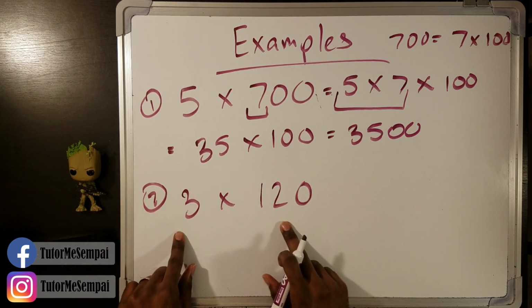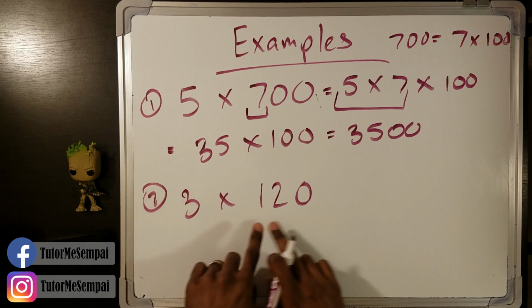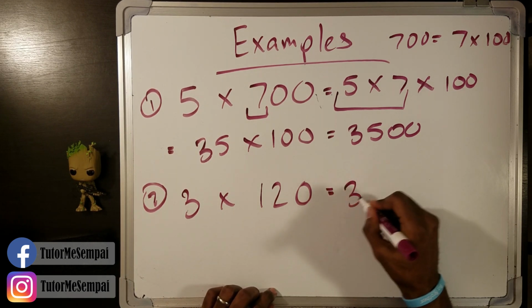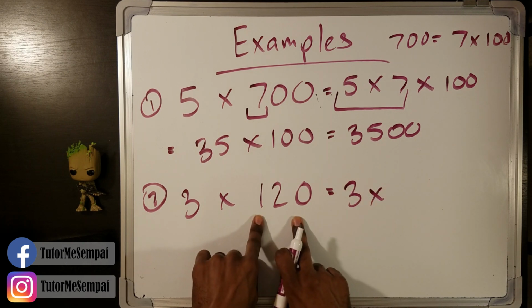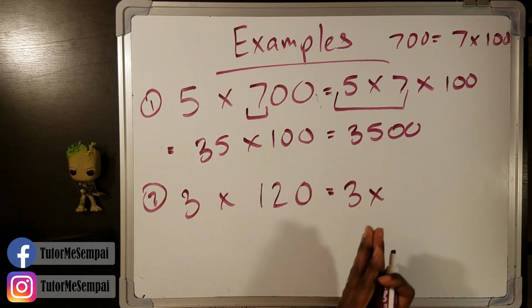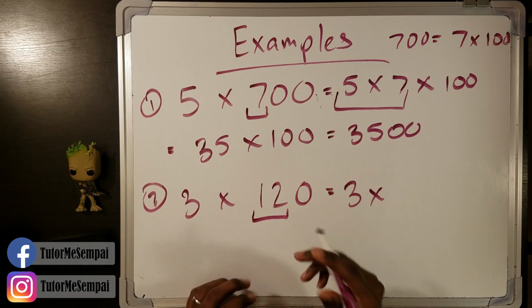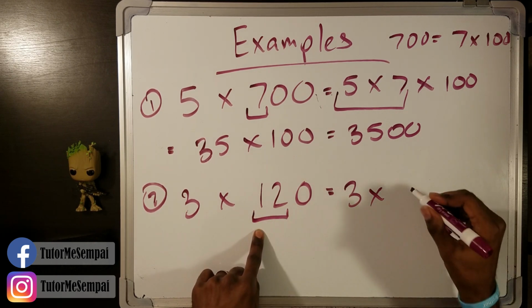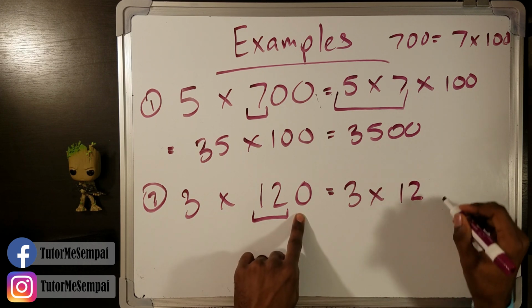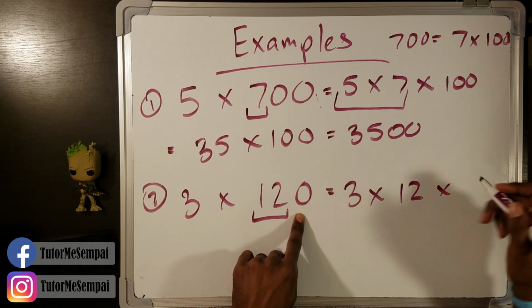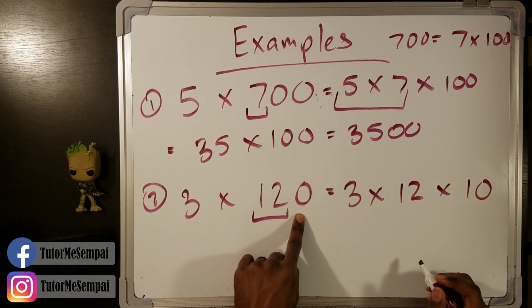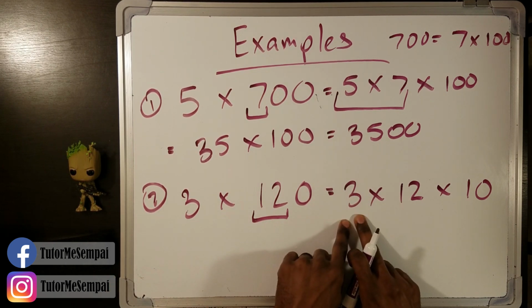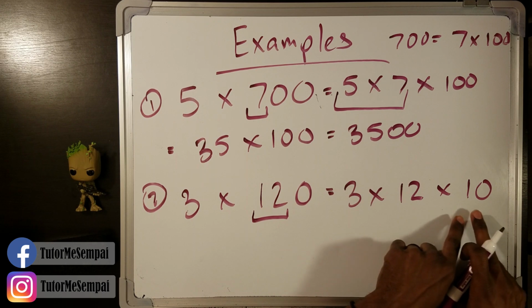How about this one? Now we can't break 3 down, but we can break 120 down. So this is going to be 3 times, now 120. What are we going to break that into? So our non-zero part and our zero part. Our non-zero part is 12. Our zero part means we have only one zero, so we have a 10 here. So 3 times 120 turned into 3 times 12 times 10.